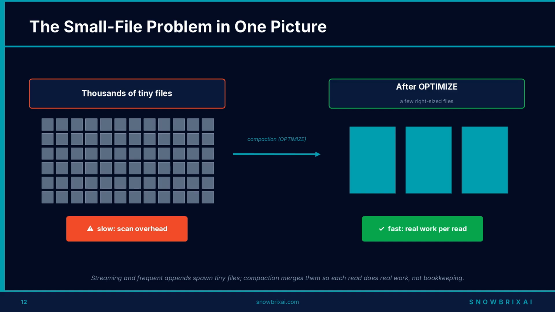On the left, a dense grid of tiny squares, slow and red. On the right, after optimize, a few large balanced files, fast and green. Compaction merges the mess. Fewer right-sized files mean every read does actual work. That is the whole game.